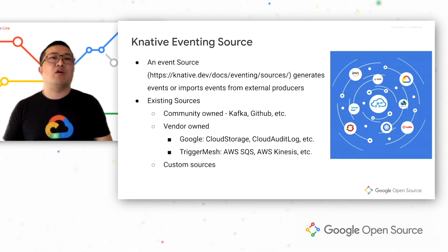You can even write your own custom sources. For example, let's say you have a legacy system that generates events in some legacy formats. You can write a custom source that converts those events into Cloud Events format, and then with Trigger and Broker, you can integrate with the rest of your system. There will be another session that dives deep into Knative sources. Feel free to take a look if you are interested.